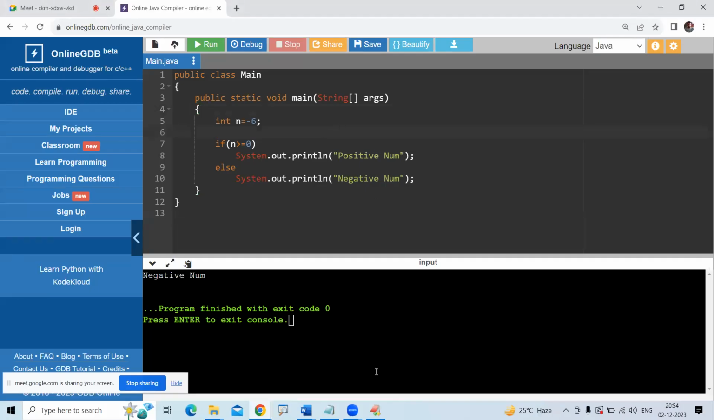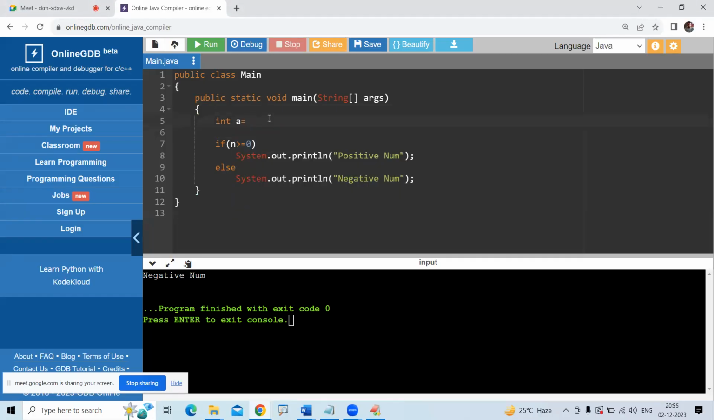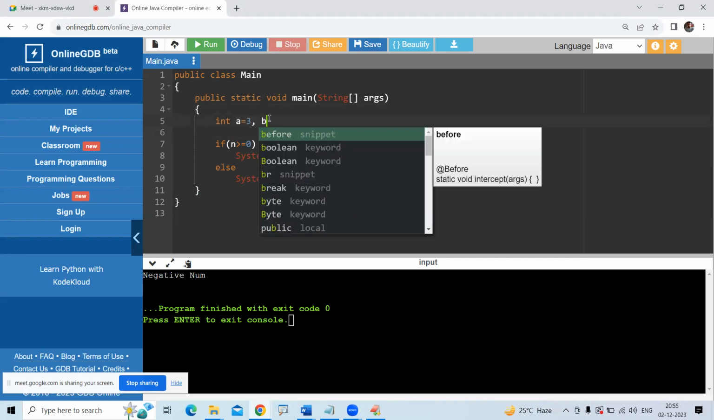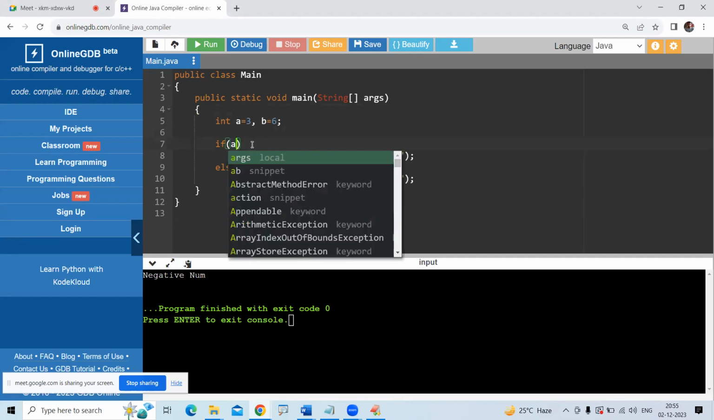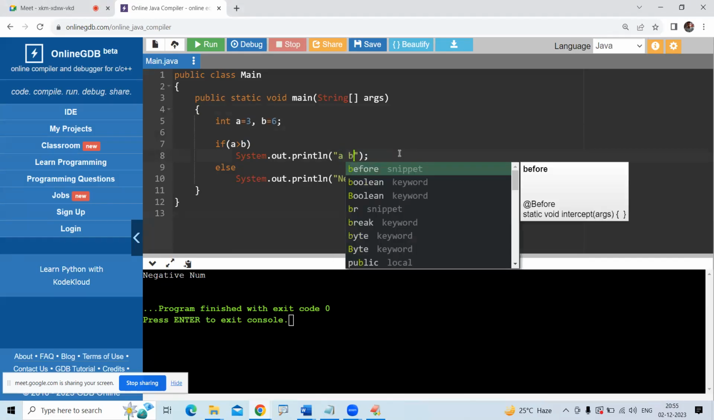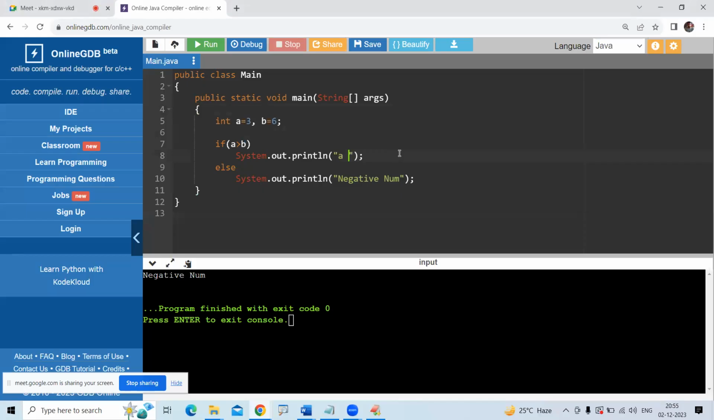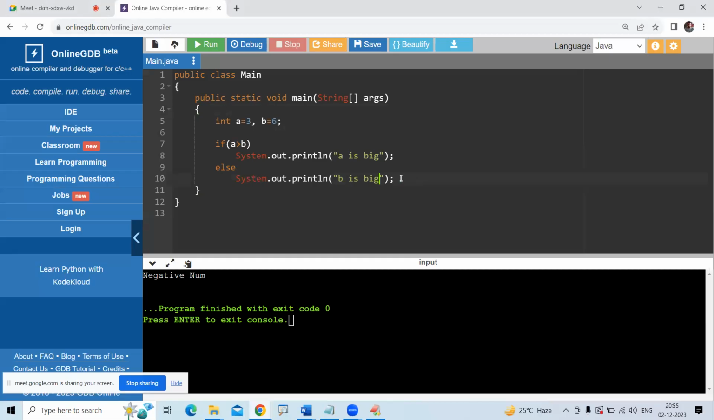So I'm writing the code like this. The two numbers I'm taking are A and B. Any numbers you can take. Suppose A equals 3, B equals 6. When the first number is greater than the second number, when A is greater than B, simply say A is big. Else, B is big.